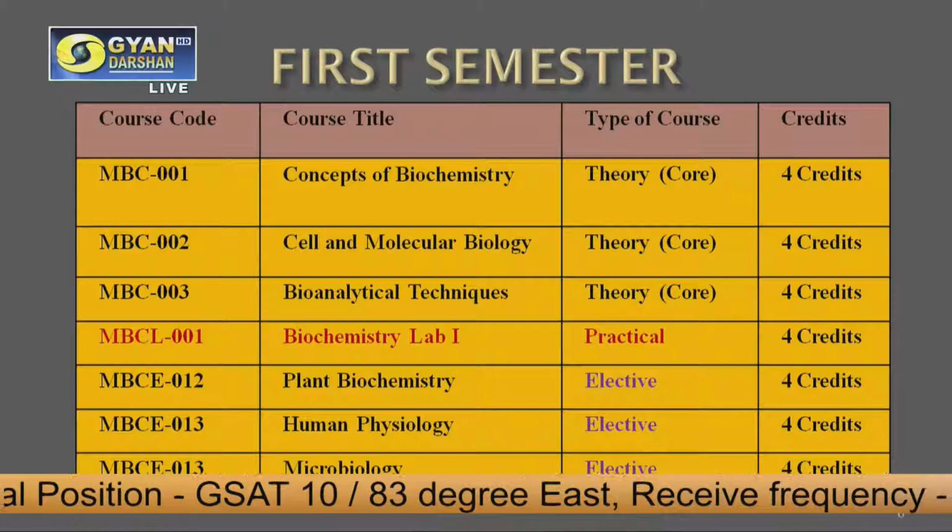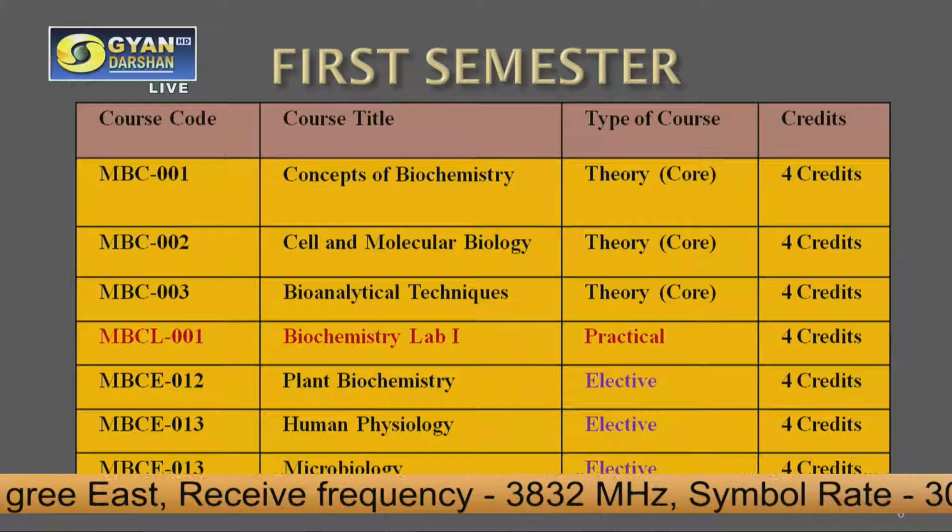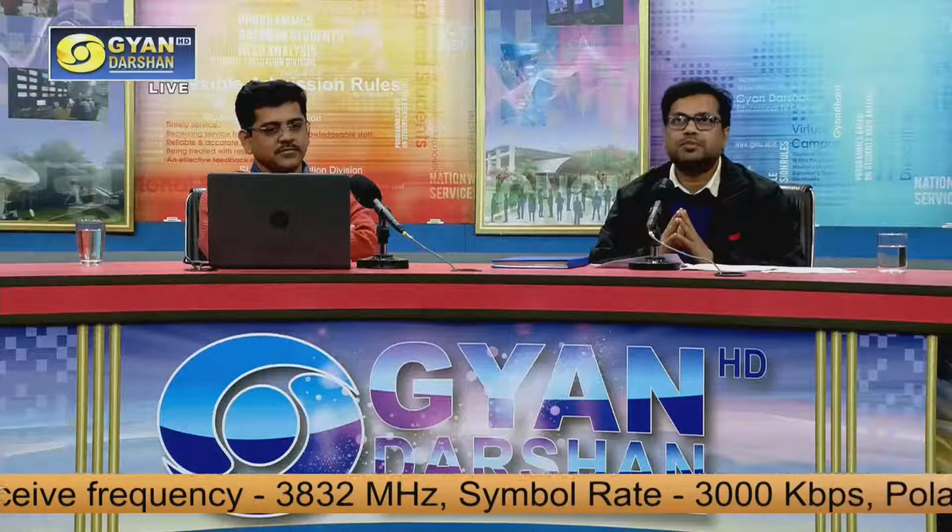Now I request Dr. Arvind to please explain about this structure. Dr. Kareem said there are two components of the M.Sc Biochemistry program: the core subject, core papers, and the elective papers.